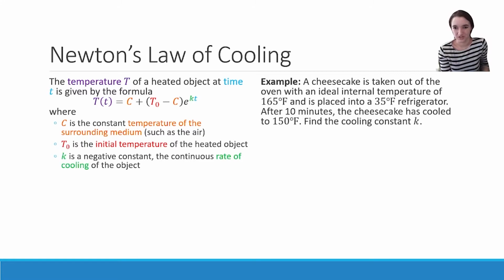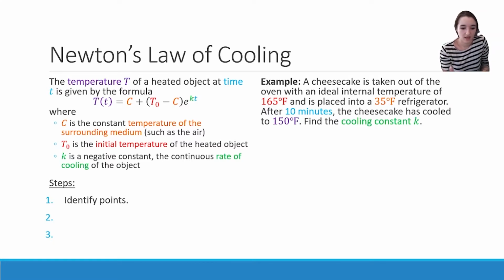That is ideal for cooking a cheesecake. It's placed into a 35-degree fridge. After 10 minutes, the cheesecake has cooled to 150 degrees. Find the cooling constant K. So step 1 is identify our points, just like we did before with the deer population.